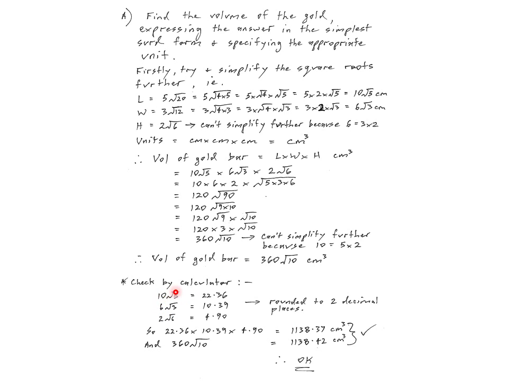So using the original calculation of 10 root 5 times 6 root 3 times 2 root 6, putting that in the calculator, multiplying that out to give 1138.37 cubic centimetres, and then also putting in the calculator, calculating 360 root 10, which shows you that they have got that calculation right, so that's okay.